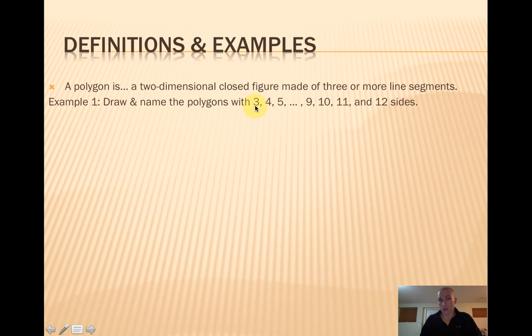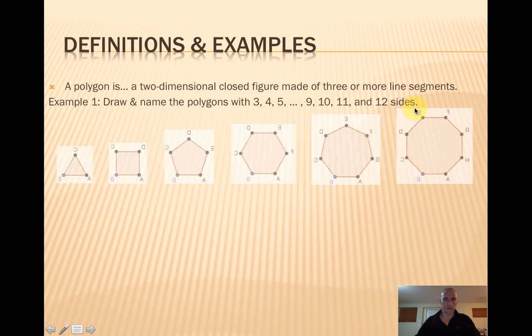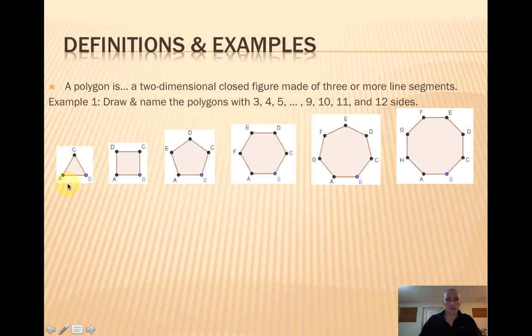starting with 3, that's the minimum number of sides, then 4, and then 5, all the way up to 9, 10, 11, and 12 sides. So here are the first 6, starting with, obviously, a triangle.